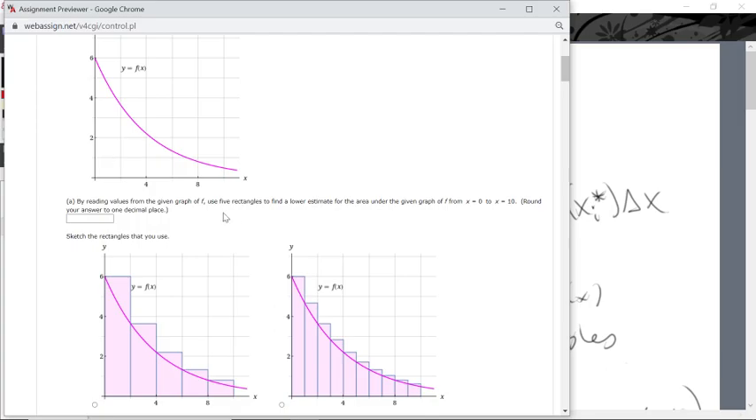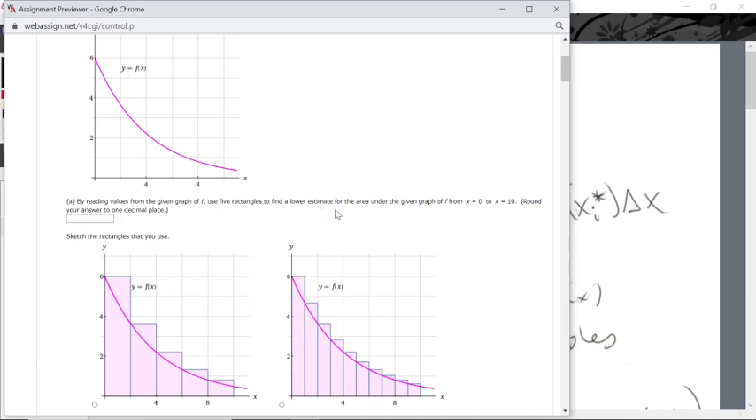By reading values from the graph, use 5 rectangles to find a lower estimate for the area. It's a decreasing function. If it's a decreasing function, and if you were to put rectangles under there for an underestimate, would you choose left endpoints or right endpoints? Make the decision for which one you think, and draw how many rectangles?